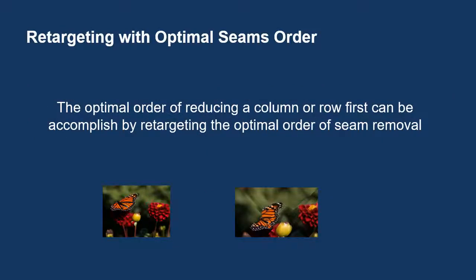So we can retarget with optimal seam order. The optimal order of reducing a column or row first can be accomplished by retargeting the optimal order of seam removal. So the image on the left is the original, and the one on the right, if we would have done this correctly, we would have removed rows and columns in the correct order that would have minimal impact on those important parts of the image.